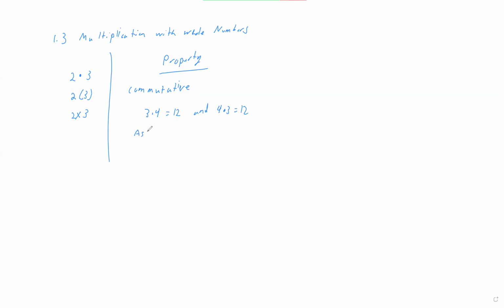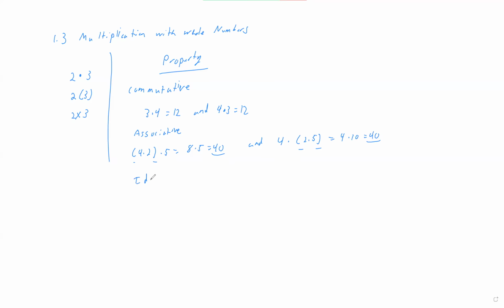Then we also have the associative property. If I have 4 times 2, then times 5, that will give me 8 times 5, which is 40. It's going to be the same thing if I decide to do 4 times the parentheses of 2 times 5, because 2 times 5 is 10, and 4 times 10 is 40. So again, it's not going to matter the order of the parentheses. I'm still going to get the same outcome. So it does have an associative property.